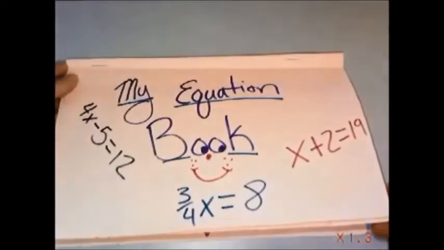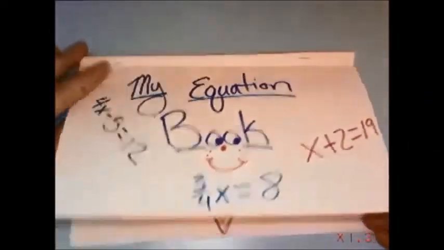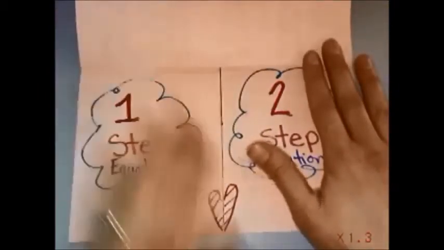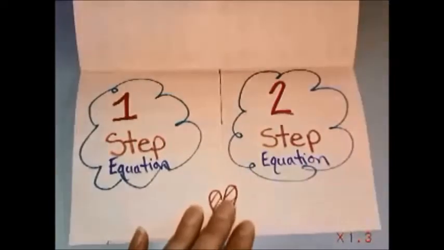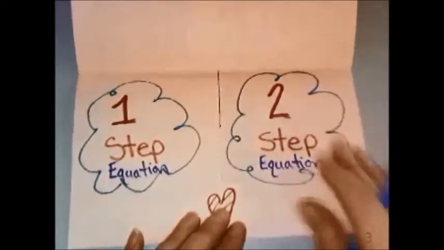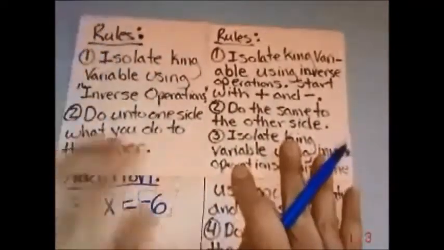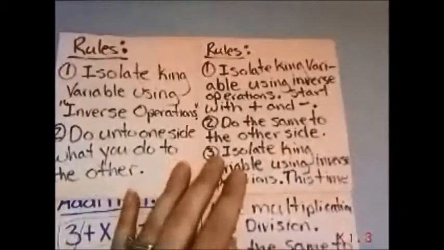Okay, I want you to turn into your equation book to the section where you have one-step equation on the left side and on the right side, two-step equation. Now we're going to fill in the two-step equation part. The rules for a two-step equation are very similar to that of a one-step equation. Let's do a little comparison as we read through them.